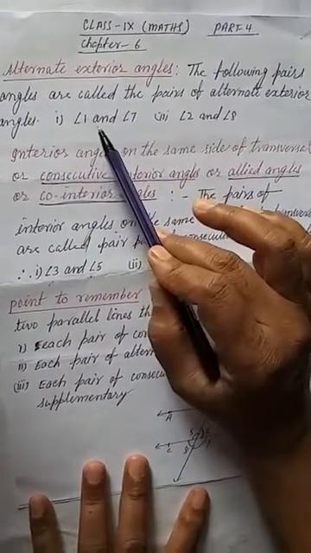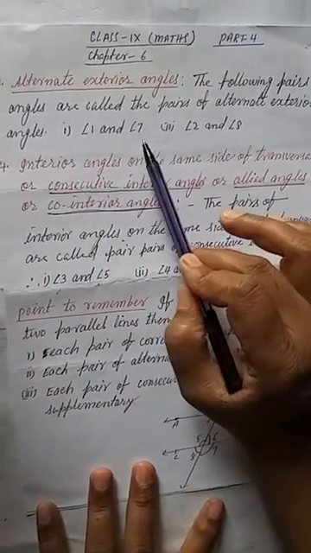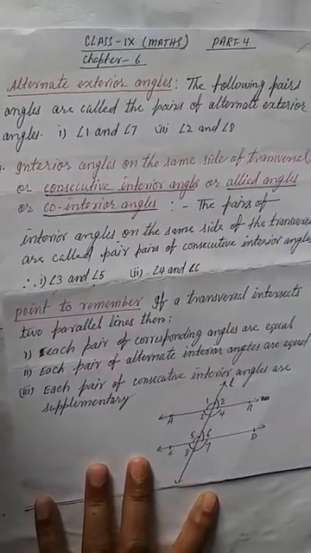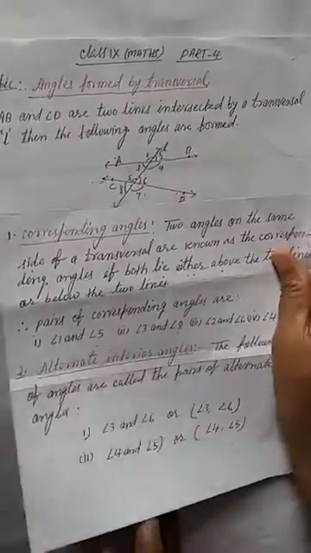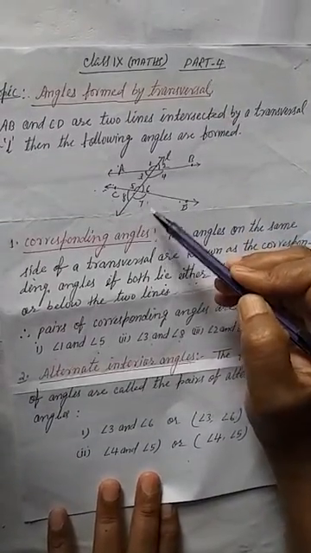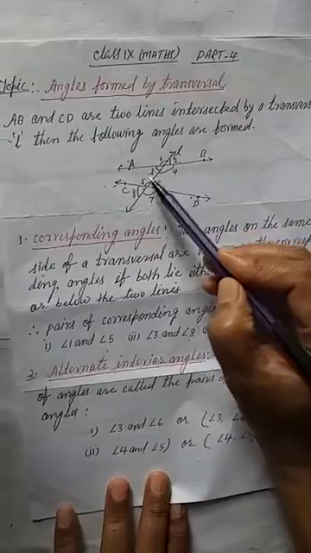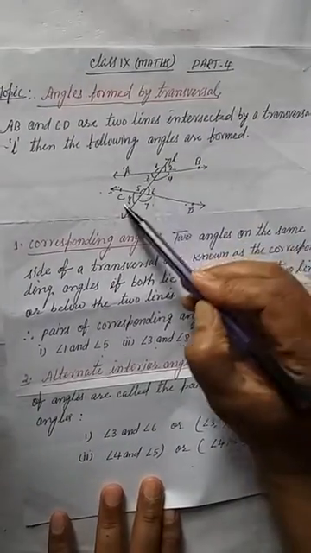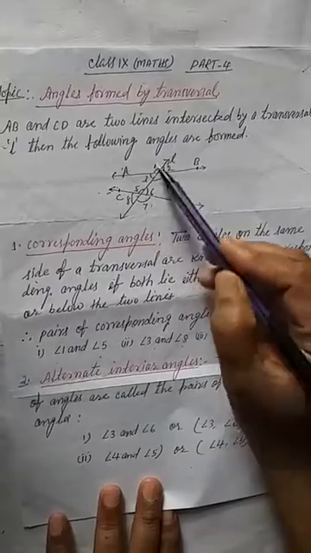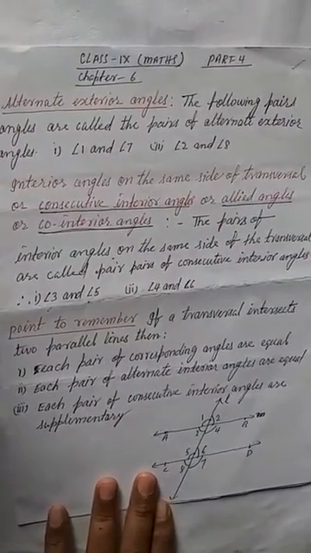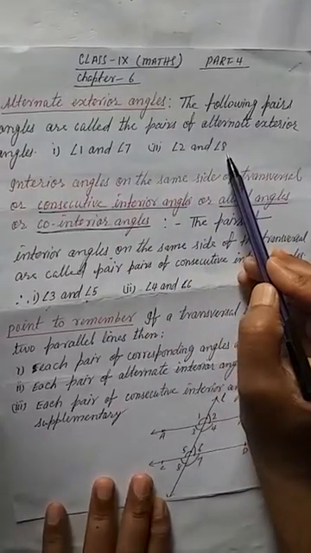In the figure you will see angle 1 and angle 7, angle 2 and angle 8. Now I am going to show once again. According to this, exterior angles: this and this, this and this, and this and this. In this way we can try to understand. So 1 and 7, and 2 and 8.